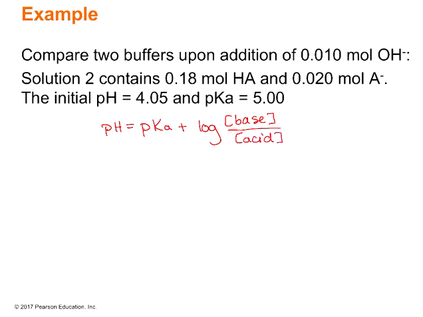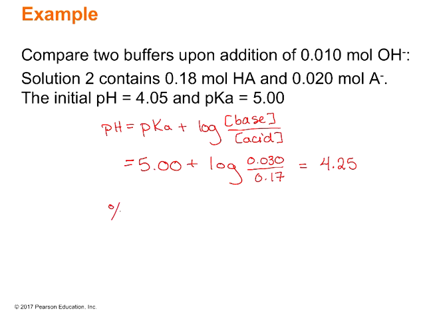Okay, so the pKa is still 5. We're using the same acid here. And if we look at the ratio of base to acid, it's really small. We have 0.03 over 0.17. And if we calculate the new pH, we get 4.25. So the pH has changed significantly in this case.